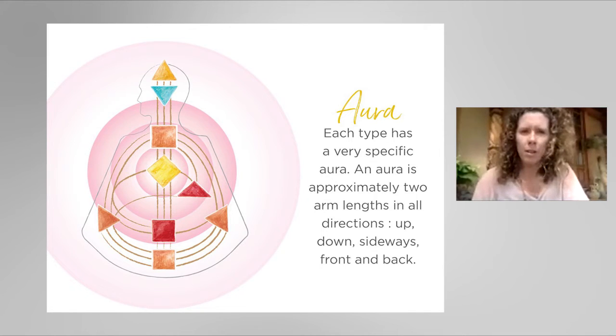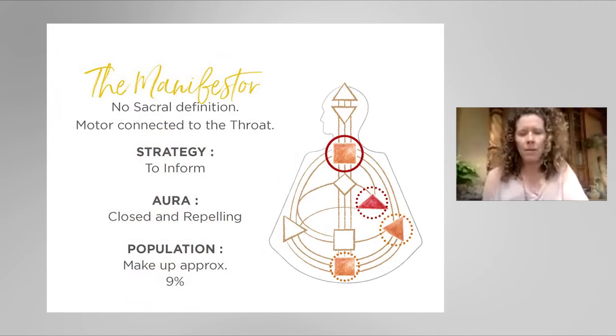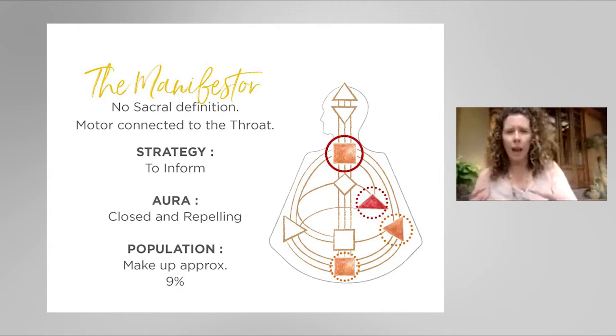So the manifestor, what makes a manifestor? Well, a couple things. One, they have an undefined sacral center. So if you are a manifestor and you look at your chart, one of the first things you'll notice is that this second from the bottom center, the sacral, is undefined. Now the sacral center is all about life force. It's a motor.